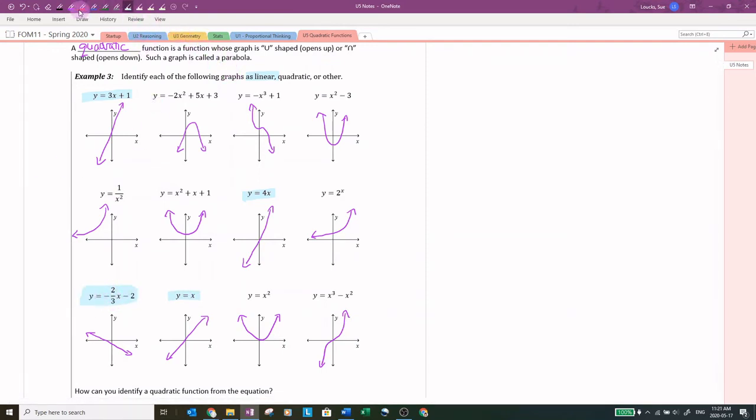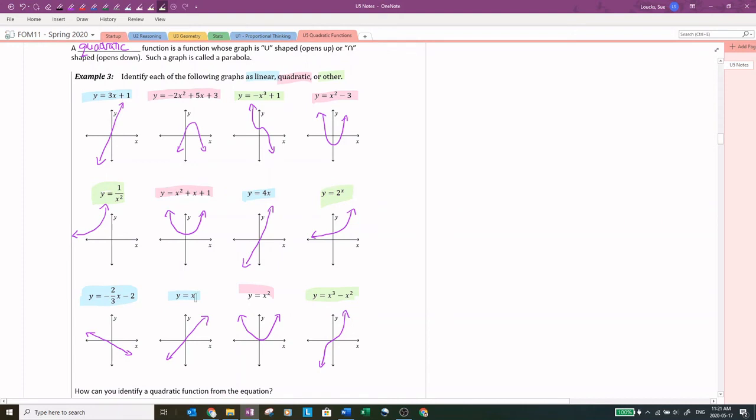And then the ones that are parabolas, let's do those. I'm going to do those in pink. So that one's a parabola, that one's a parabola, that one, and that one. And then I will do some in yellow. I think this is yellow. Nope, green. All of the others. Okay. They're not parabolas and they're not straight lines.